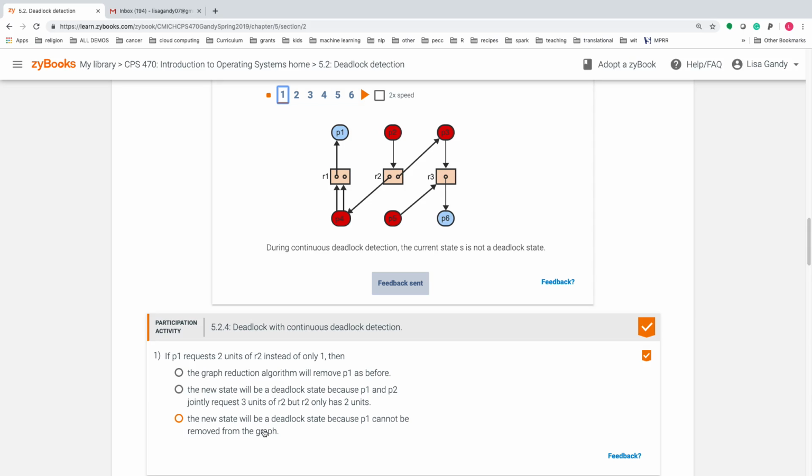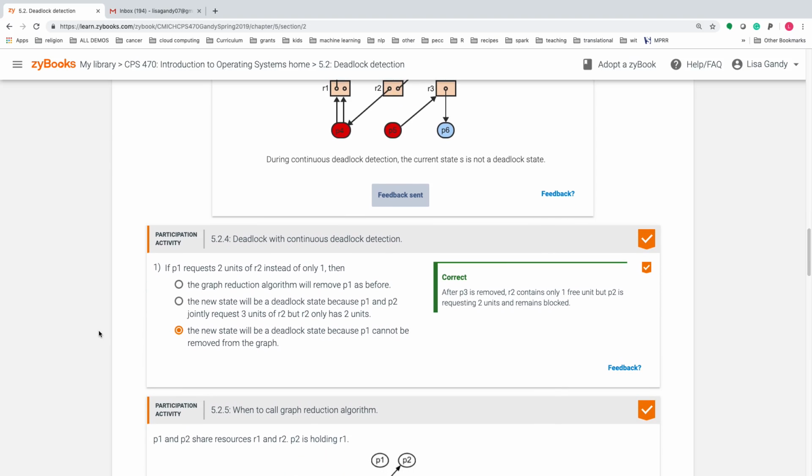I think it's a deadlock. Just looking at it, it looks like a deadlock to me. You'd remove P6, P5, P3, P2 could get removed. But then P1 can't get R2 because there'd only be 1 available. Right. So the new state will be a deadlock because P1 and P2 jointly request 3 units of R2, but R2 only has 2 units. But it's not. Oh, it means together? That's wrong. The new state will be in a deadlock state because P1 cannot be removed. Well, that's the reason.